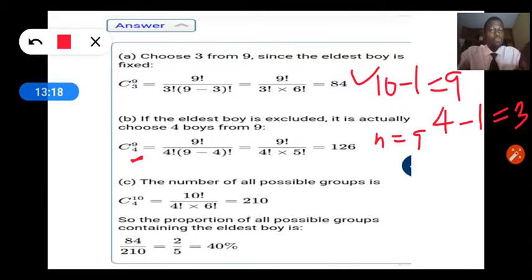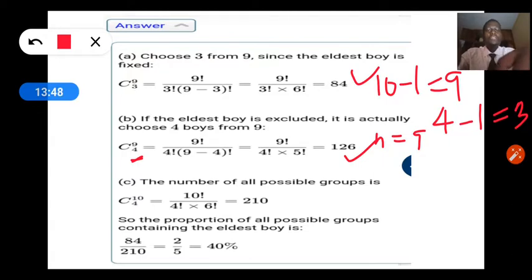For the last one, we selected 3 out of 9 because 1 eldest boy is sure to be there. But for this case, we are only selecting 4 out of 9. So looking at that, 9 factorial over 4 factorial, 9 minus 4 factorial. Simplifying that, you have 126. Now the C part, the number of all possible groups is 10 combination 4.